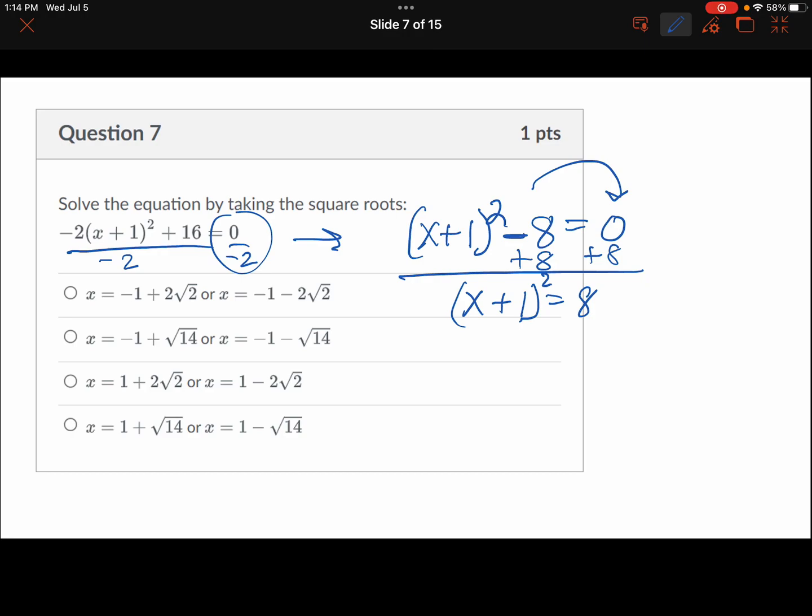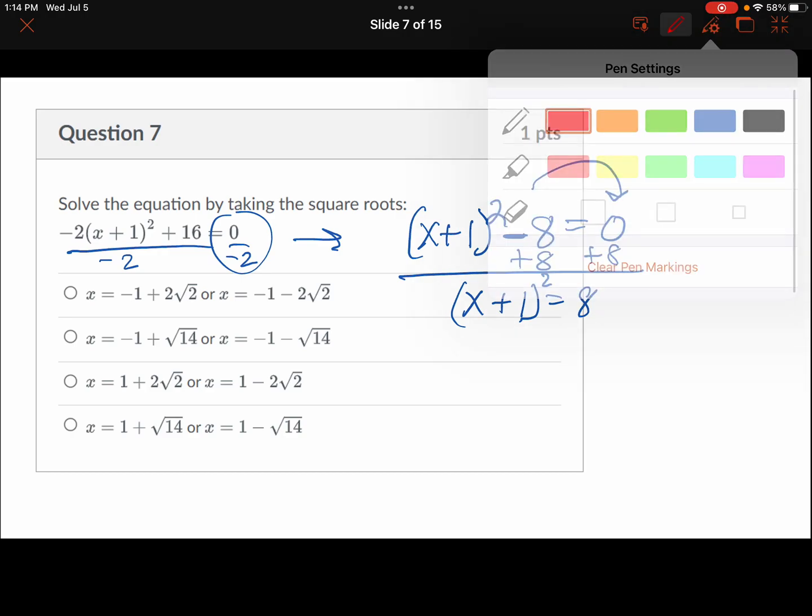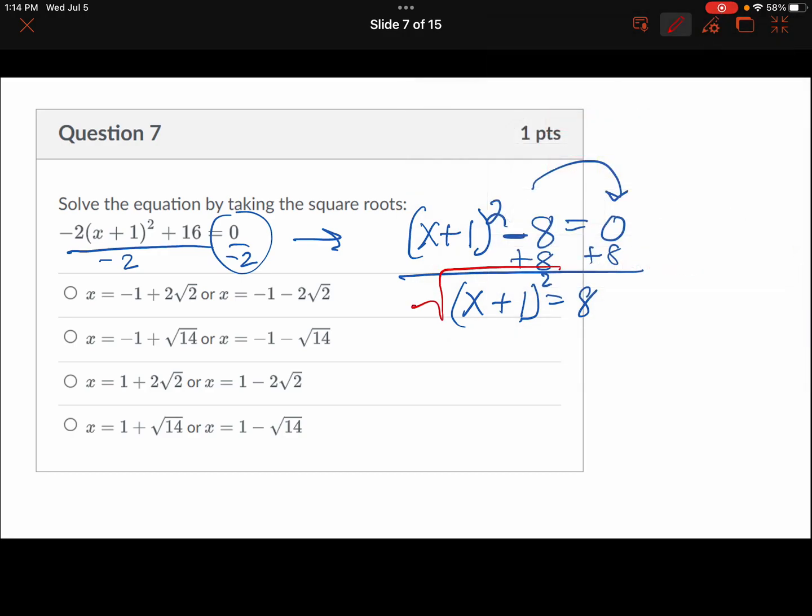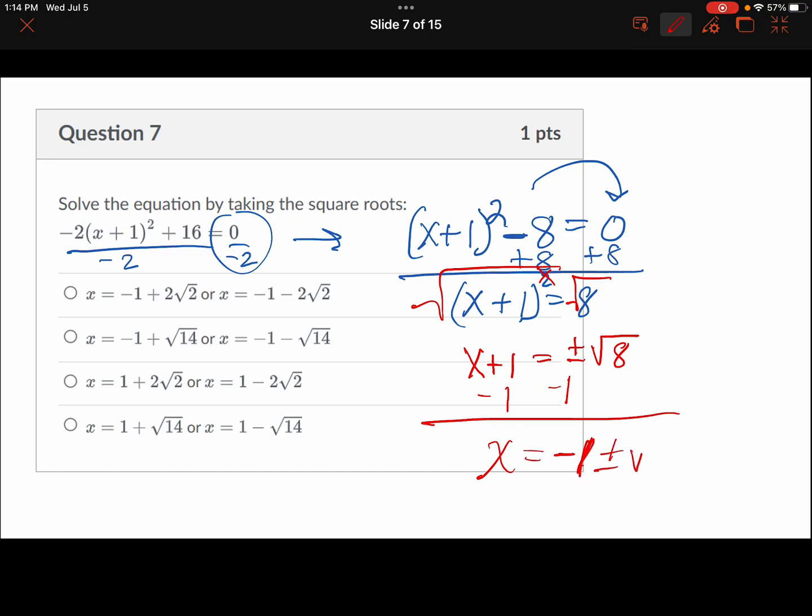And now I have a scenario where I have something I can take the square root of on both sides. I can square root this side and get x plus 1. The square term would cancel. And what I do to one side, I have to do to the other. So that's going to leave me with plus or minus the square root of 8. To get x by itself, I would subtract 1 from both sides. Can't put those together because they're not like terms. So my equation would be -1 plus or minus the square root of 8.